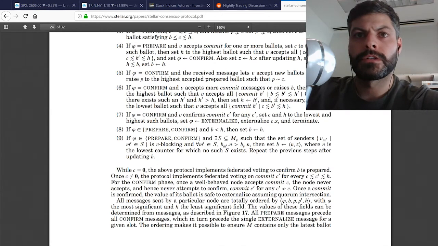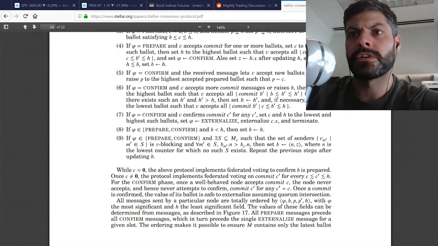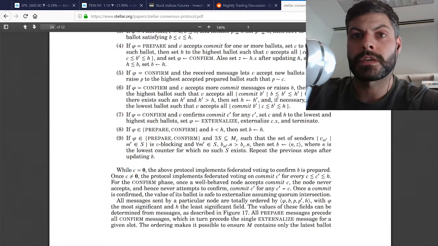While c equals 0, the above protocol implements federated voting to confirm b is prepared. Once c does not equal 0, the protocol implements federated voting on commit c′ for every c′ lesser than and compatible to c′, which is lesser than and compatible to h. For the confirm phase, once a well-behaved node accepts commit c, the node never accepts, and hence never attempts to confirm, commit c′ for any c′ not compatible to c. Once a commit is confirmed, the value of its ballot is safe to externalize, assuming quorum intersection.